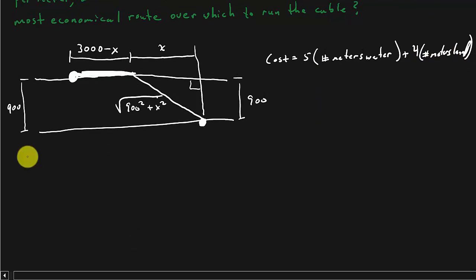And so our cost function, C of x, is equal to 5 times, well, how many meters is it running underwater? Well, that's this distance, right? So that's the square root of 900 squared plus x squared, plus 4 times the number of meters it runs on land, which is this distance. That's 3,000 minus x. All right.